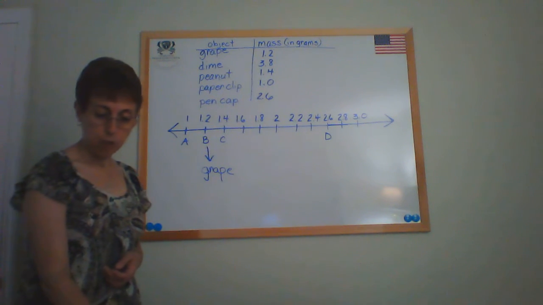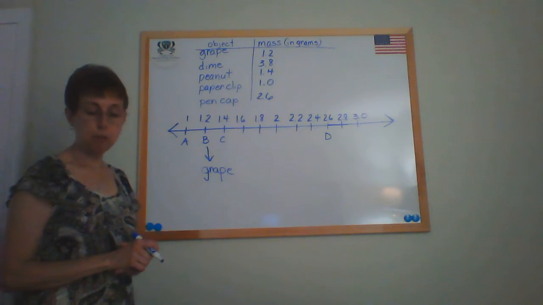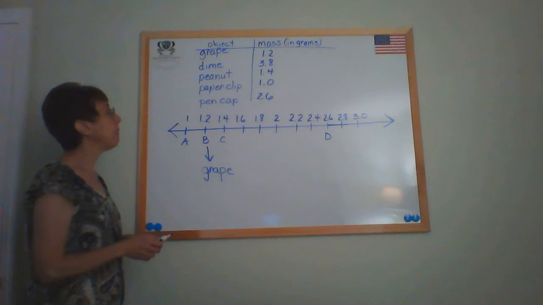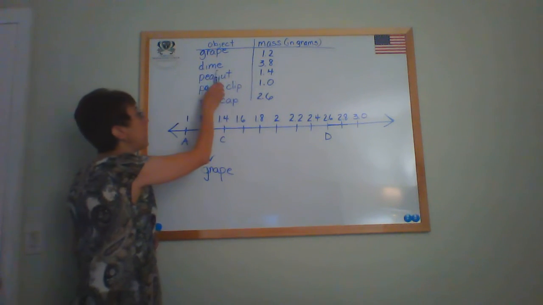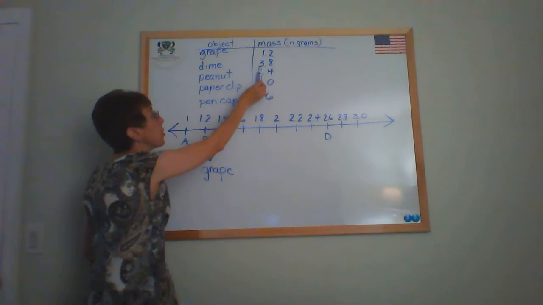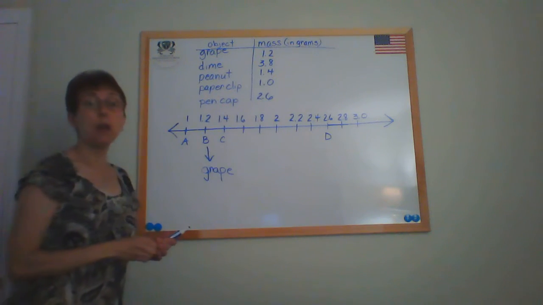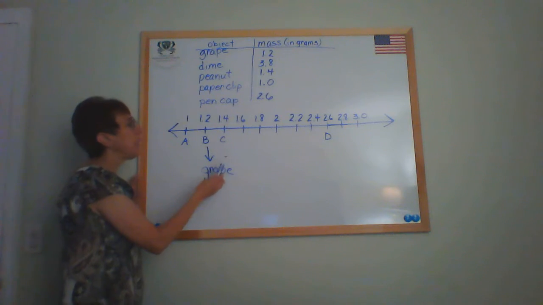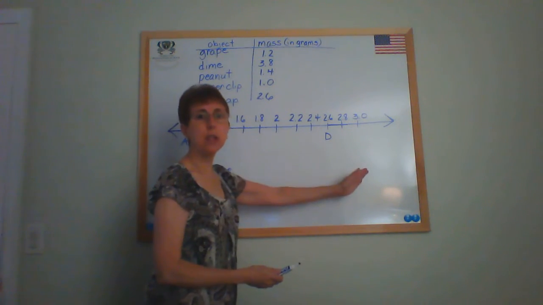Next question. Where on the number line would you plot the point for the mass of a dime? Well, let's take a look. The dime is 3 8/10 grams. Okay, the mass of the dime is 3 8/10 grams. Where would 3 8/10 grams fall on this number line?